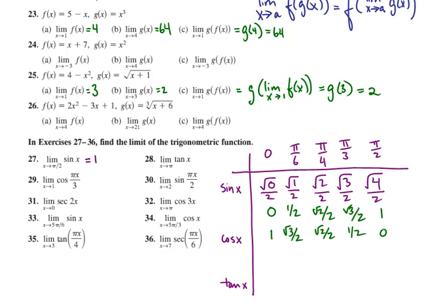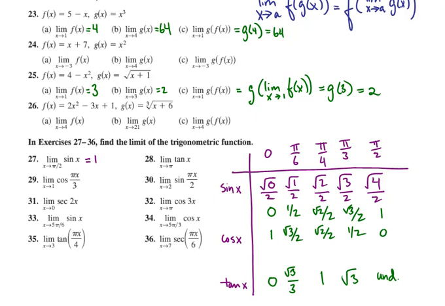1/2 divided by root 3 over 2 is 1 over square root of 3, rationalized, gives us root 3 over 3. Then root 2 over 2 divided by root 2 over 2 is 1. Root 3 over 2 divided by 1/2 is just root 3. And 1 over 0 is undefined. So you can use these values to start from. You have all of your important sine, cosine, and tangent values in the first quadrant.